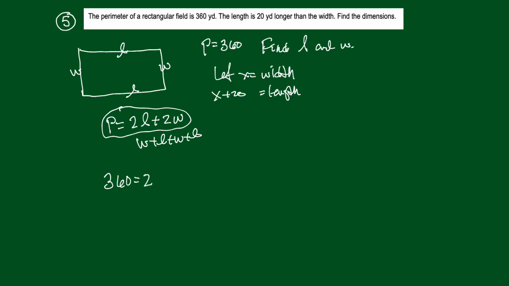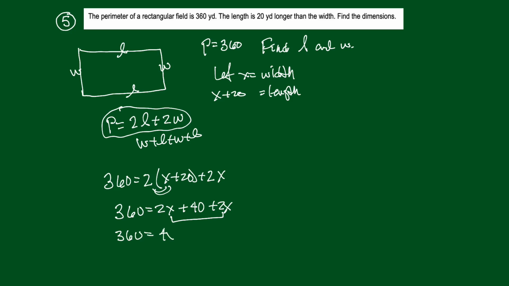Now that's equal to 2 lengths. And what's the length? x plus 20, plus 2 widths. And the width is an x. There's our equation. And now we can solve it. Let's distribute. We'll get 360 is equal to 2x plus 40 plus another 2x. So we'll get 360 is equal to 4x plus 40. Let's subtract that 40. We'll get 320 is equal to 4x. So x is equal to, make the division, you get 80.